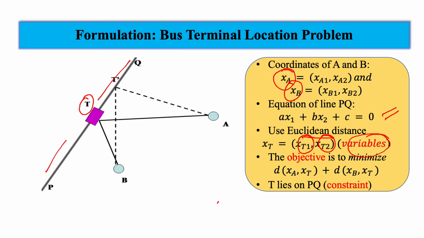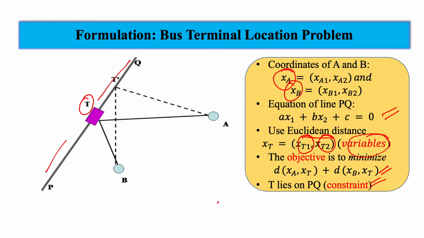Okay, then the objective is to minimize the distance from A to T plus the distance from B to T. So xa, xt are the coordinates of points A and T respectively, and so the distance between xa and xt plus the distance between xb and xt is going to be our objective function which we have to minimize. And the constraint is that this point T should lie on PQ only. So T lying on PQ is my constraint.